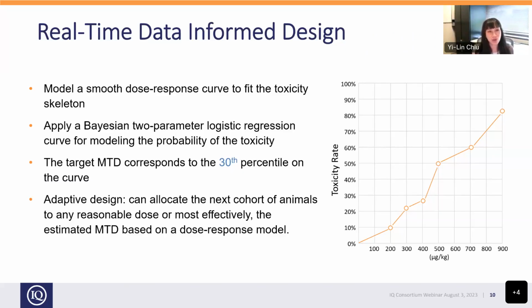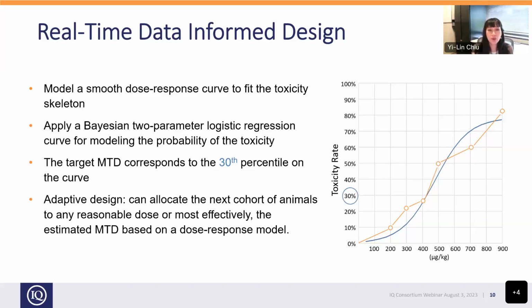So we can model a smooth dose response curve to fit the toxicity skeleton. And then we can apply a Bayesian two parameter logistic regression curve for modeling. For this particular presentation, I'm not going into details of other options. There are many options of different models. But essentially, two parameter logistic regression has worked very well, especially for a small data set.